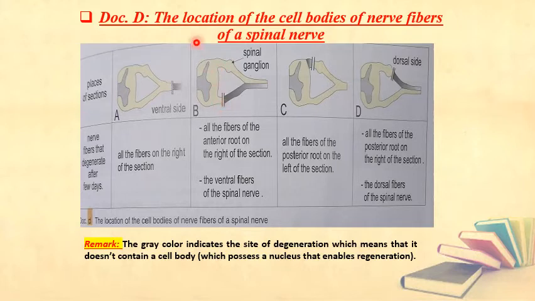Okay, what does it include? Document D is showing you the location of the cell bodies of nerve fibers of a spinal nerve. We are studying the importance of the location of the cell body along the nerve fibers of the spinal cord. Why do we want to check the location of the cell body?